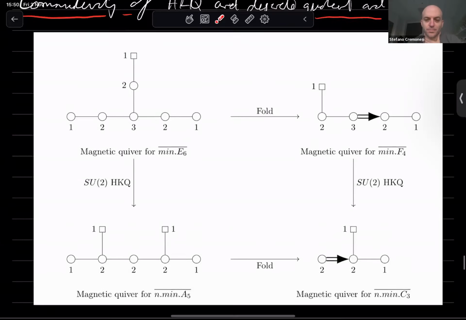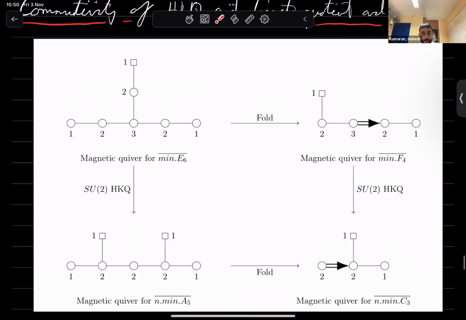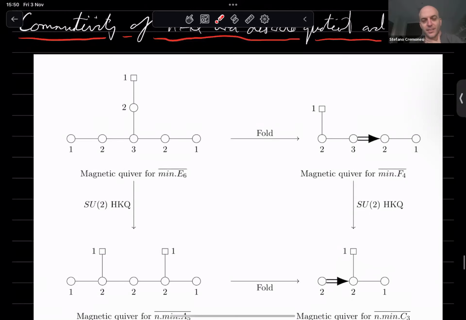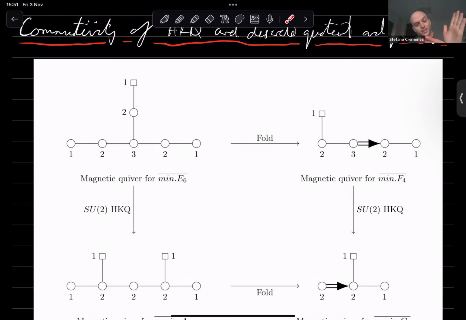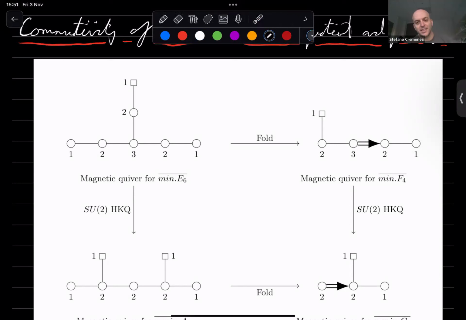Question: if you wanted to subtract on the short root side, you might be tempted to subtract twice on the left, in the unfolded quiver, and then fold. Does that give a sensible result or not?